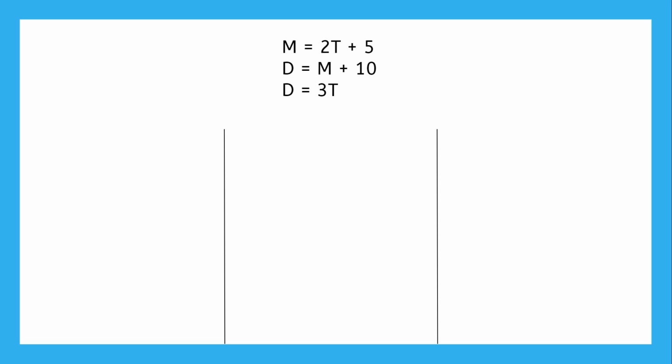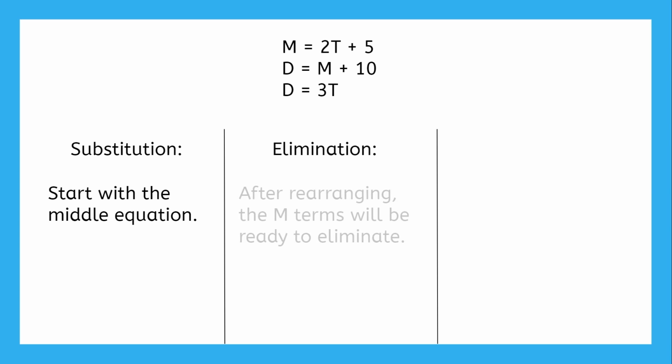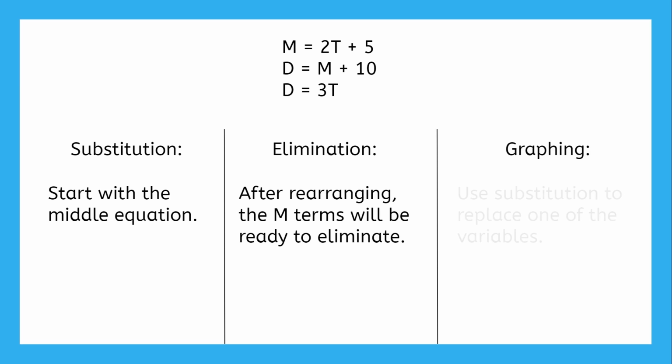First, here are the equations. If you want to use the substitution method, start with the middle equation so you can use the others to substitute for D and M. If you want to use elimination, after getting everything lined up, the M terms should be ready to eliminate. If you wanted a challenge and chose to do it with the graphing method, use the substitution method to replace one of the variables so that there will be only 2 remaining.